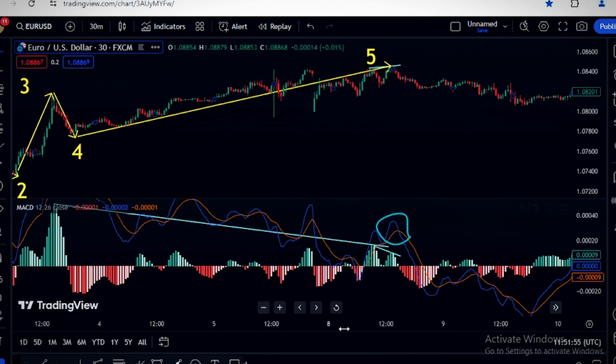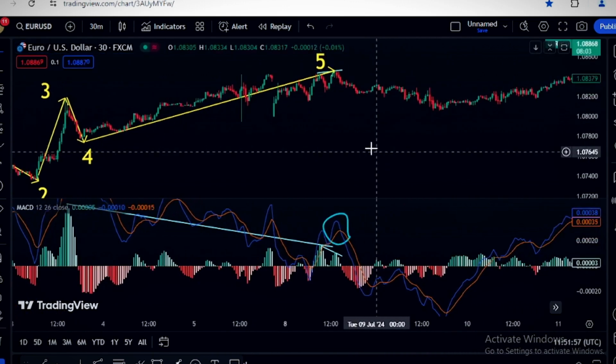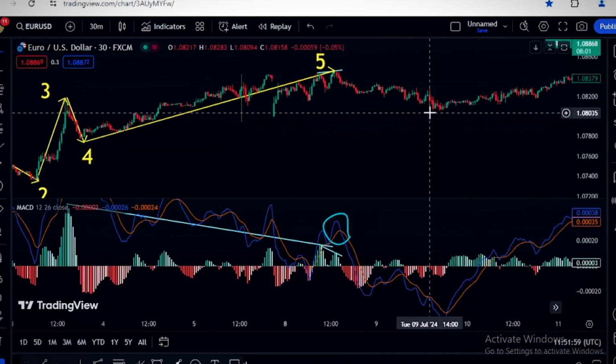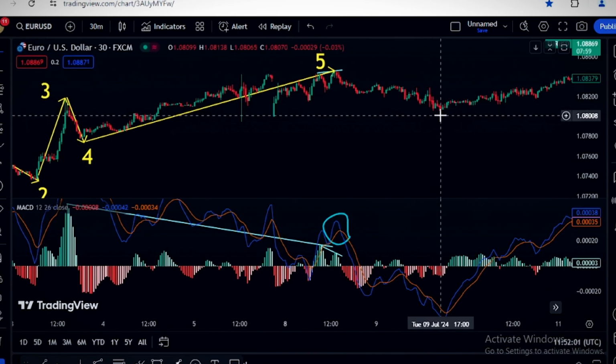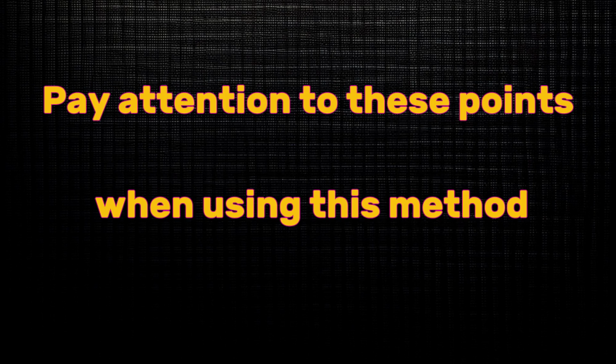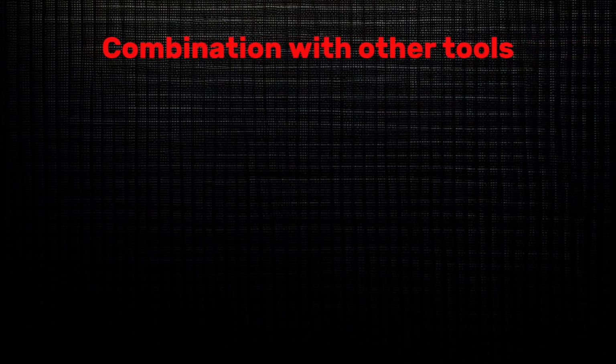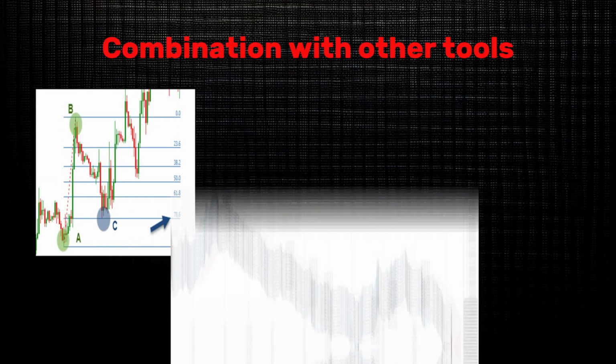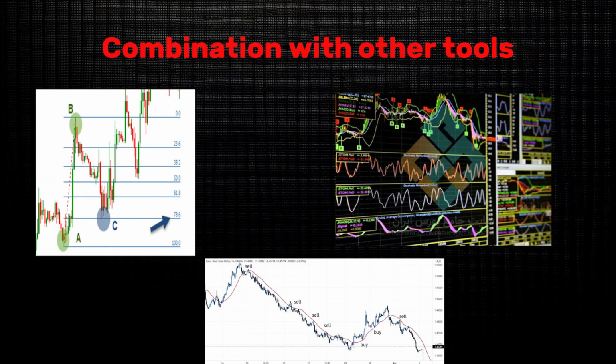As you can see, after 5 waves, a signal was issued by the MACD lines, and after that the trend has reversed. Pay attention to these points when using this method. To increase the accuracy of your analysis, you can use other complementary tools. Fibonacci indicators, moving averages, and oscillators can help confirm or reject wave patterns. These tools can help you make more informed trading decisions.